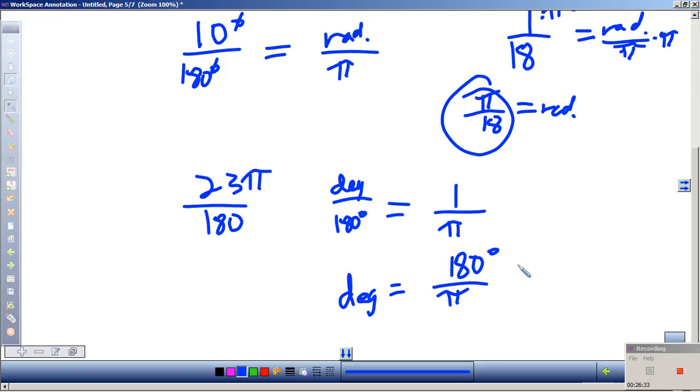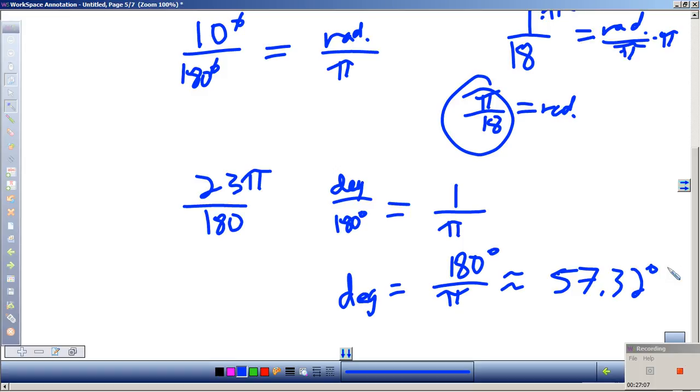Now this one, how is this different? We have an irrational number in the denominator, which means that we would want to use a decimal answer for it. So what is 180 divided by pi? 57.32 degrees. There you go. So 1 radian is about 57.32 degrees.